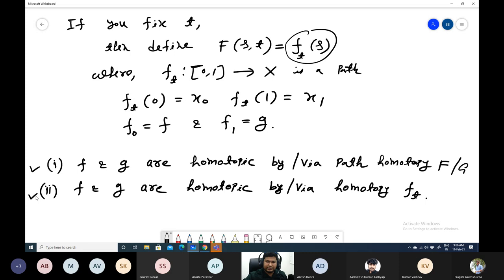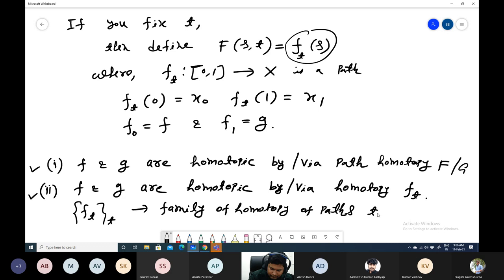So we generally call that collection of paths, that is that family of paths ft, this is called a family of paths, okay, or you can say the family of homotopy of paths that connect f with g, okay, we generally call this one as well.